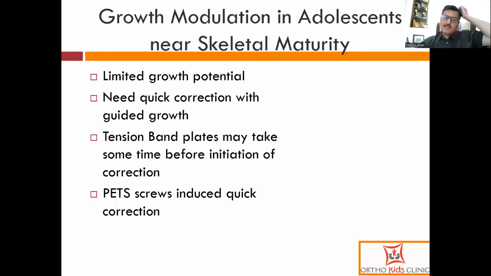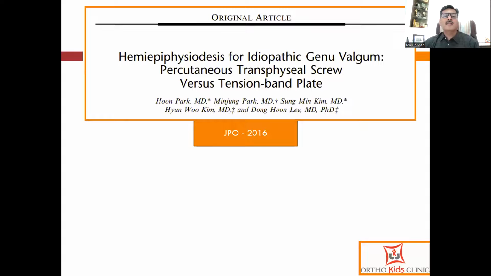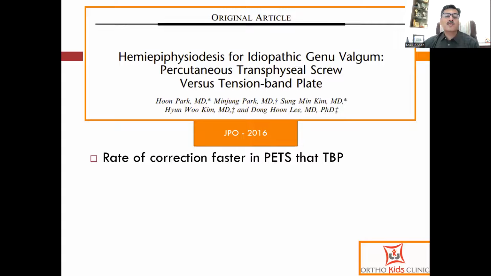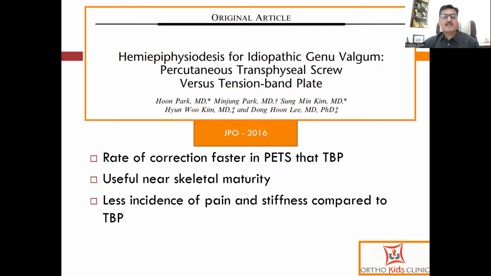And the PET screw, or percutaneous epiphysiodesis screw, which was first devised by Junior Matizou in the 1950s, is now resurfacing. People have started using this again for deformities near skeletal maturity. And this is the paper recently published in 2016, where they compared tension band plates with the PET screw. They found that PET gives faster correction. It's useful near skeletal maturity. And they also found there is a lower incidence of post-operative pain and stiffness compared to 8 plates.